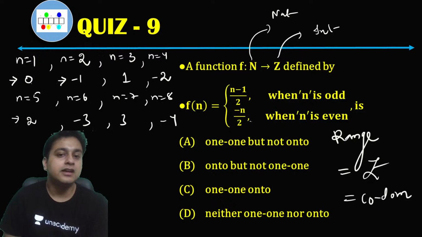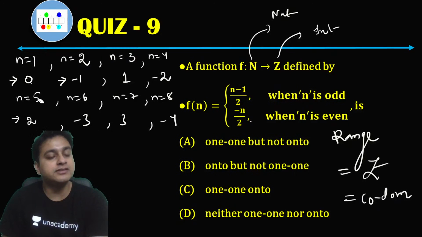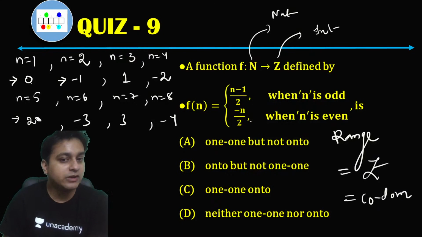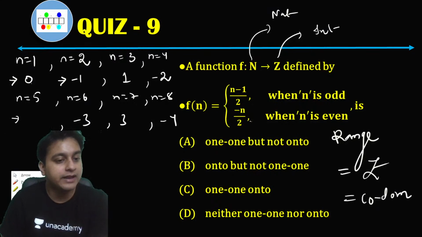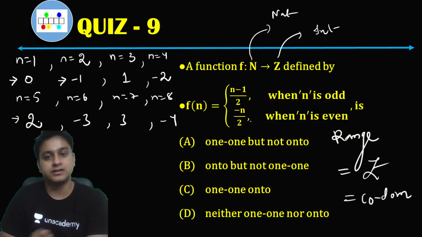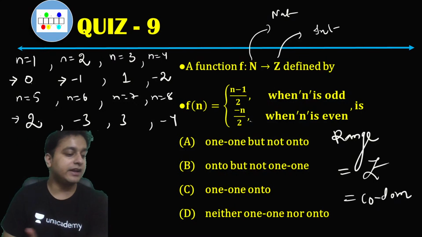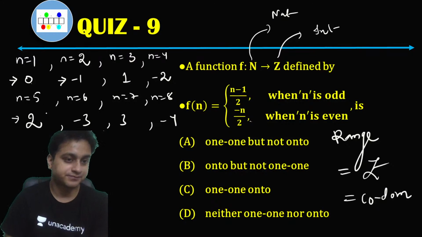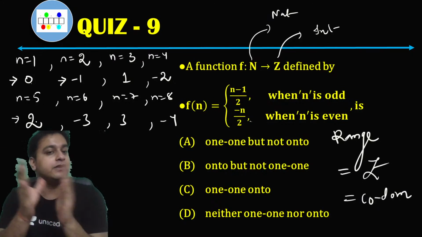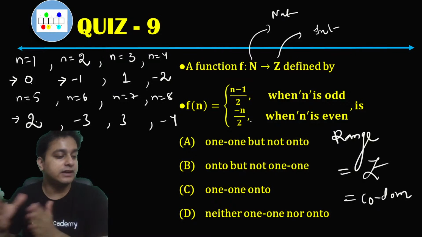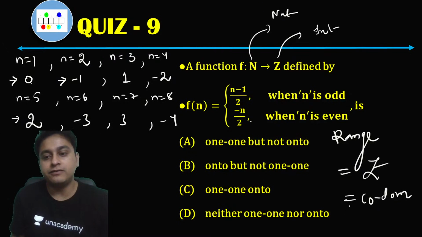And guys, every input is having a unique output, right? Can you get 2 from any other input? Never. You will never get 2 from any other input. So it's obviously 1-1 at the same time, right? It's a 1-1 function. Obviously every output has a unique input here. No other way we can get the output from any other input.